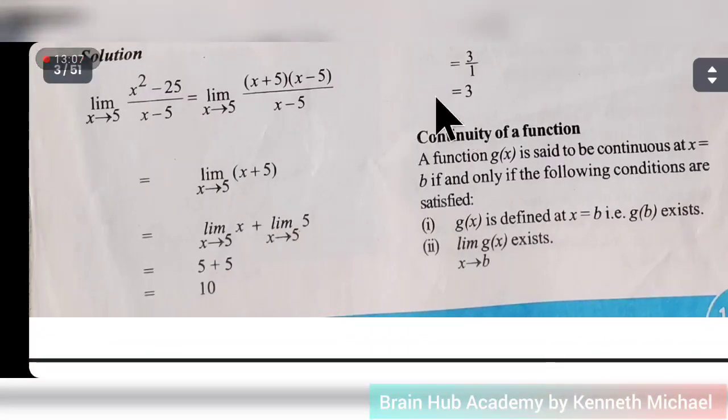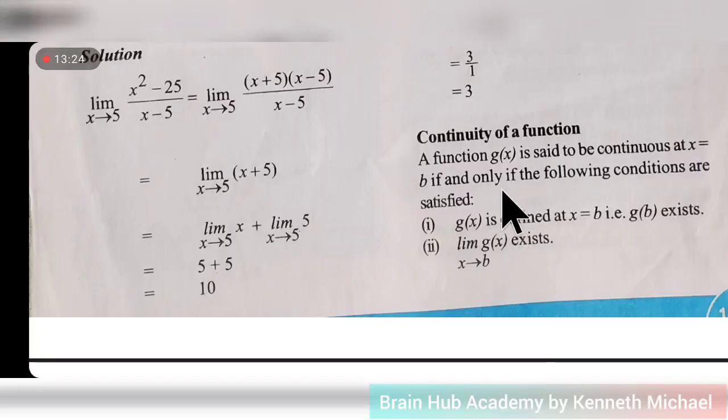All right, thank you. So, continuity of a function. A function g of x is said to be continuous at x equals b if and only if the following conditions are satisfied.